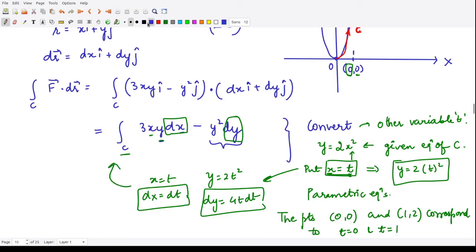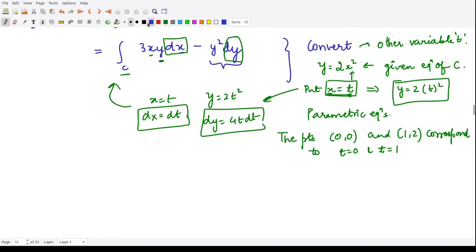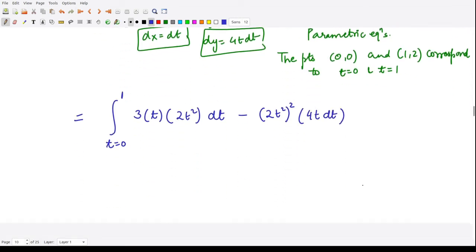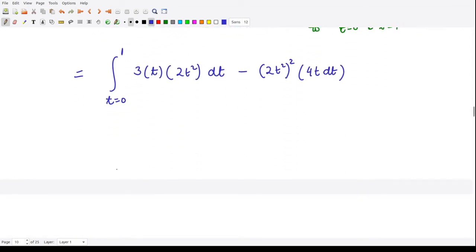So let's see what we get after we substitute all these values here. After substituting, our integration is now over t from the value 0 to the value 1. Instead of x we will write t, instead of y we will write 2t square, instead of dx we will write dt, minus instead of y square we will write 2t square squared, and instead of dy we will write 4t dt. So this is our integral. Now we have to simplify this and solve it.